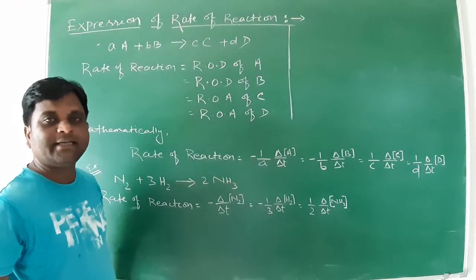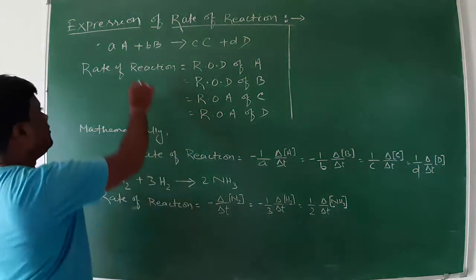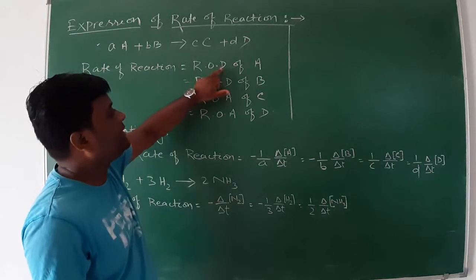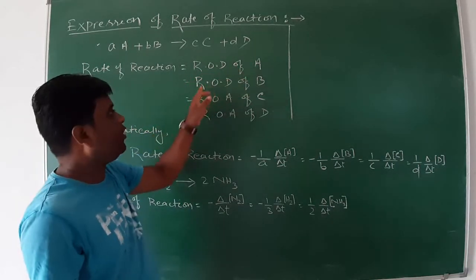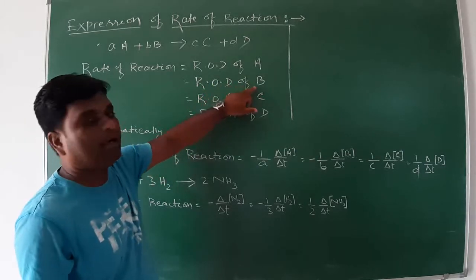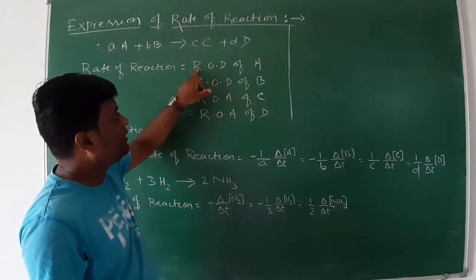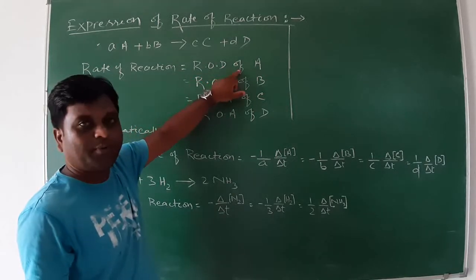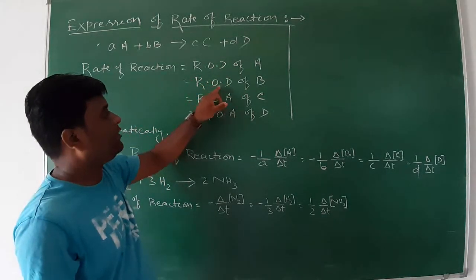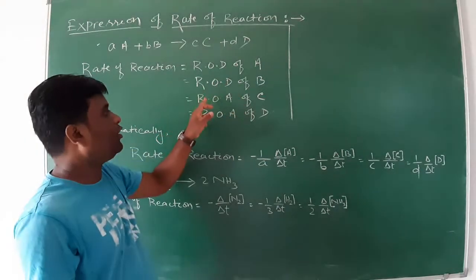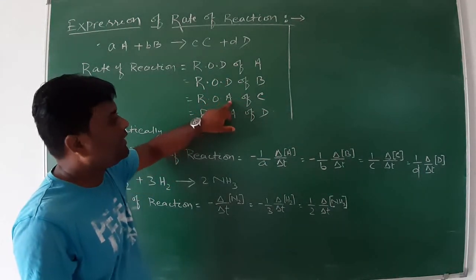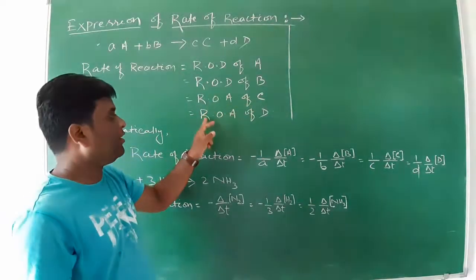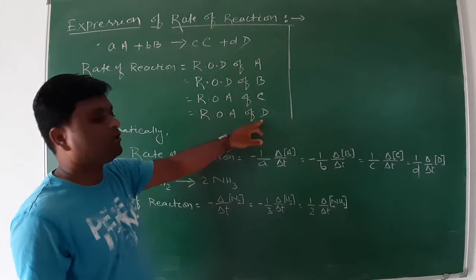second one is instantaneous. So now rate of reaction equal, we can write here rate of disappearance of A or rate of disappearance of B. It stands for rate of disappearance. So now rate of disappearance of A, or we can write the rate of disappearance of B, or we can write rate of appearance of C or equal to rate of appearance of D.